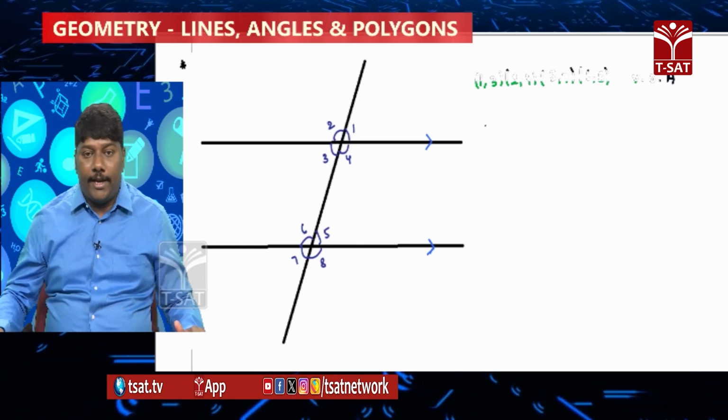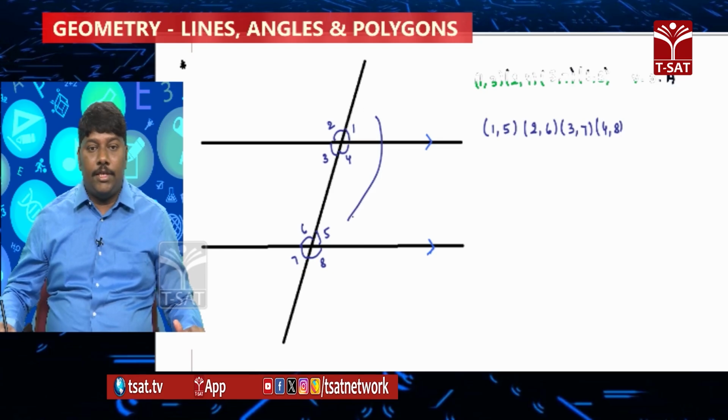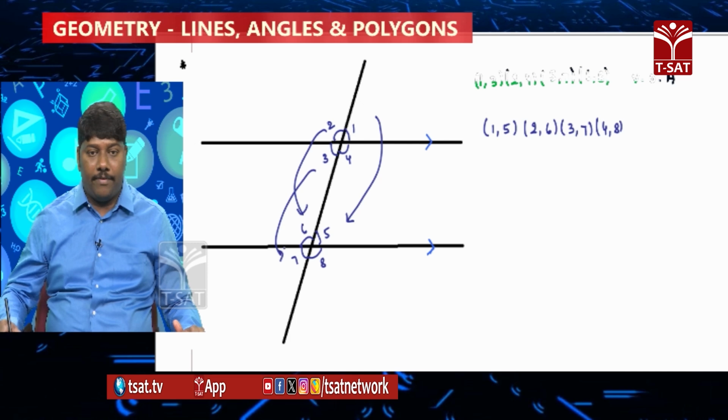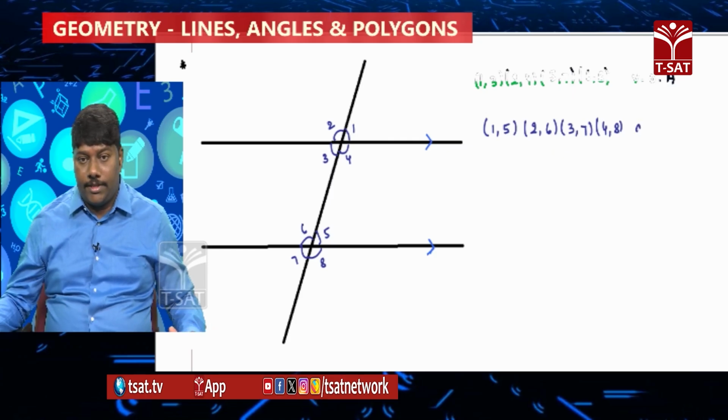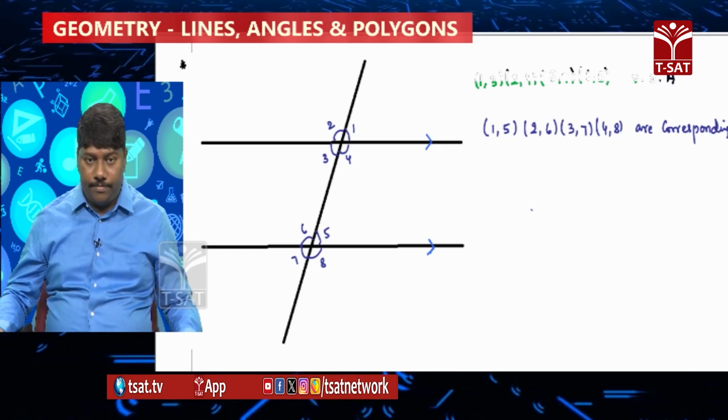Now, look at angle 1 and angle 5, angle 2 and angle 6, angle 3 and angle 7, angle 4 and angle 8. Look at angle 1 and 5. This you call corresponding. In place of 1 you have 5 here, in place of 2 we have 6 here, in place of 3 we have 7, in place of 4 we have 8. So, we call them corresponding angles, and corresponding angles are also equal. What do you know about corresponding angles? Corresponding angles are always equal.